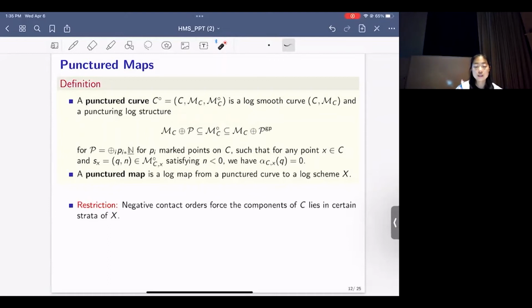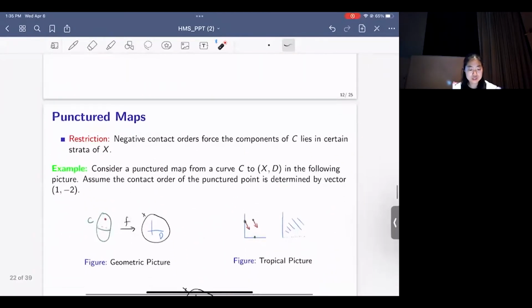If we are looking at k[t], if we map 1 to t, we do not have the image of t^{-1} inside this k[t]. So if something like this happens, then we must map that element to 0 to fix this problem. Yeah, so a punctured map is a log map from a punctured curve to a log scheme. And the requirement here tells you that for a punctured map, the negative contact order forces the components of C to lie in certain strata of X.